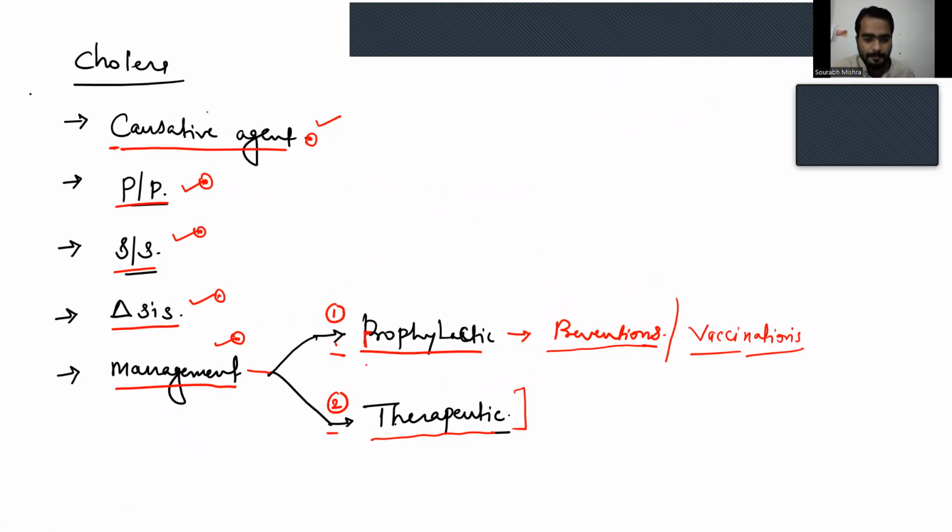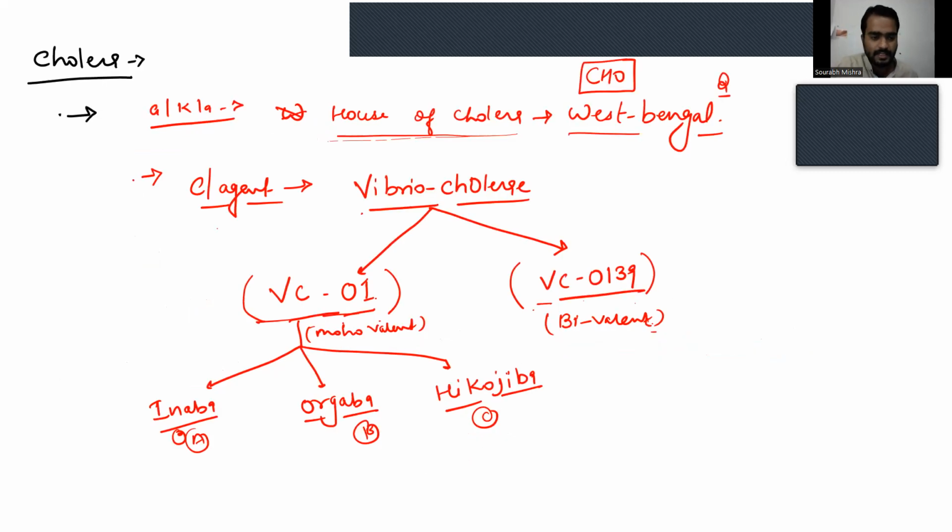Under therapeutic, we are going to give all the medications to the patients. All the medications means we are totally depending on the drugs. So let us start our session.